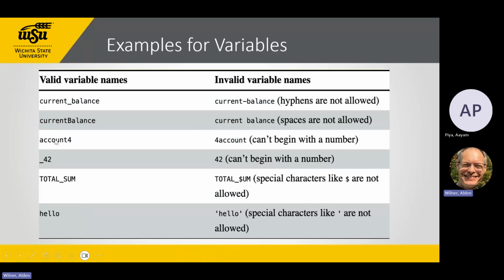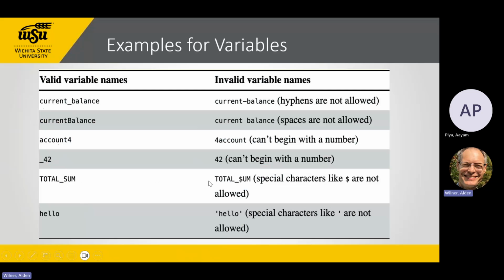I can't begin with a number again. Underscore 42, that's fine. You can have a variable named underscore 3, whatever. But you can't just start with a 42. You could have 17 underscores and then a 42, and it's fine.